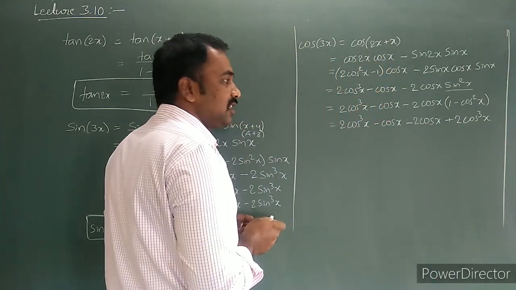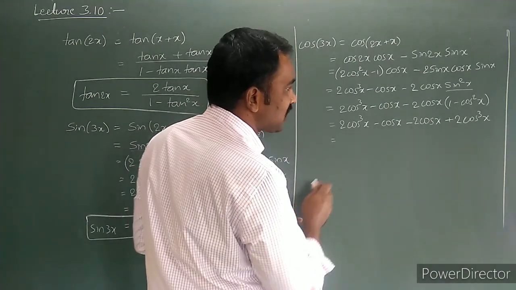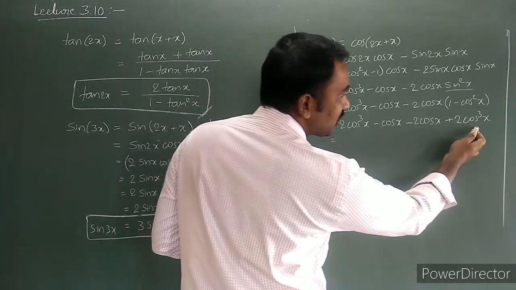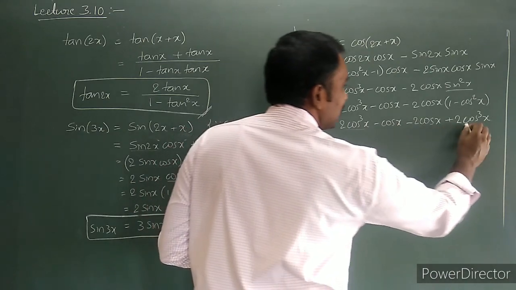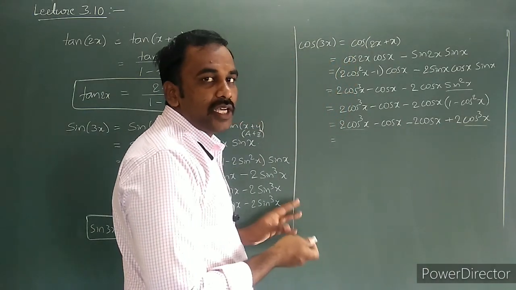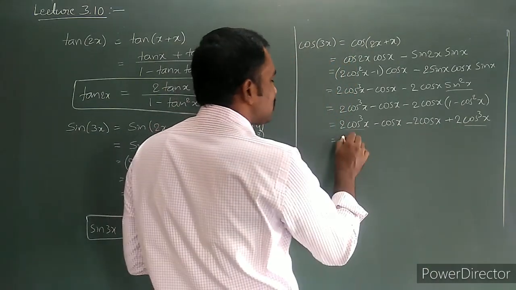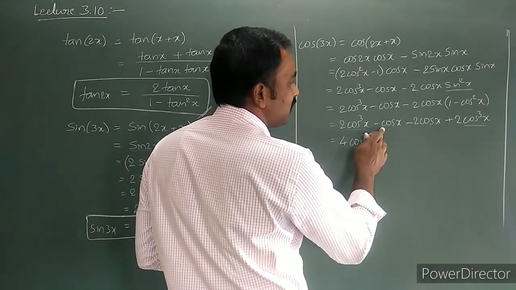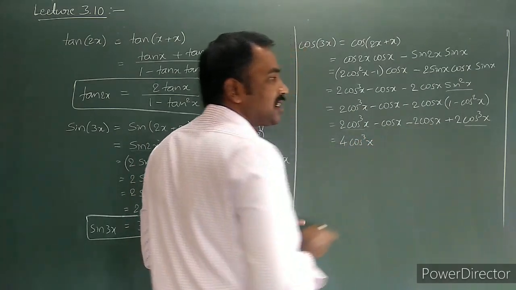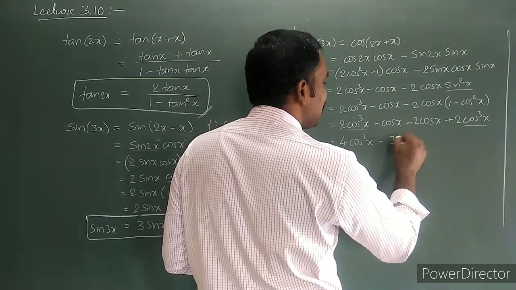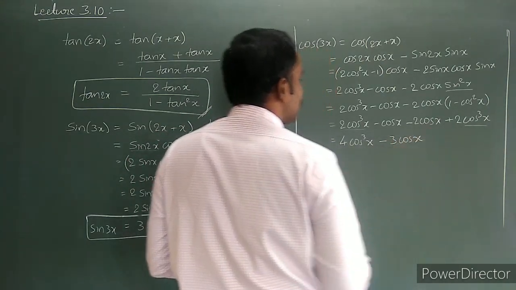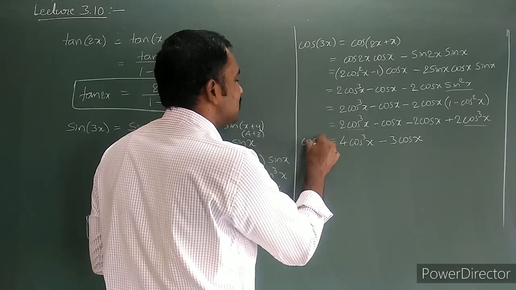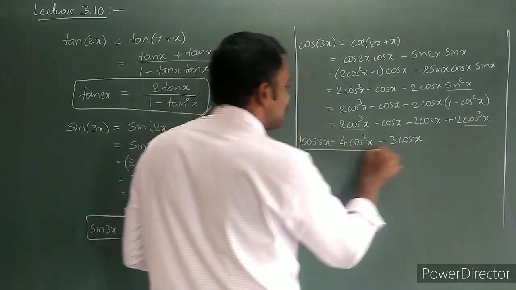Now check, are there any like terms? 2 cos cube x plus 2 cos cube x. What is that? Like terms. That means 2 cos cube plus 2 cos cube, so we can write 4 times cos cube of x. Here minus 1 time cos x minus 2 times cos x, then we can write minus 3 times cos of x. This is the result of the cos of 3x.